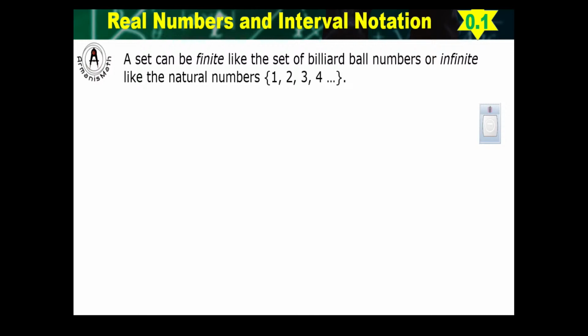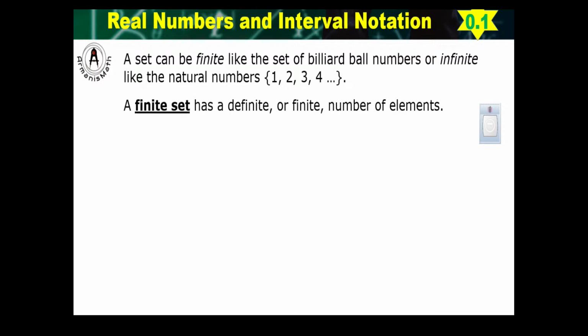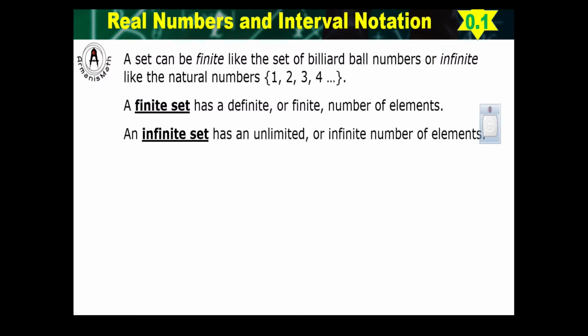A set can be finite, where you know how many things are in it, like the set of billiard ball numbers, or infinite, like the natural numbers. Natural numbers are 1, 2, 3, 4, all the way to infinity. These are an infinite number of numbers. A finite set is defined by the number of elements. An infinite set is different: it's infinite, and you can't have a number for that.